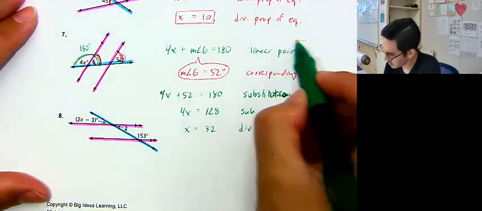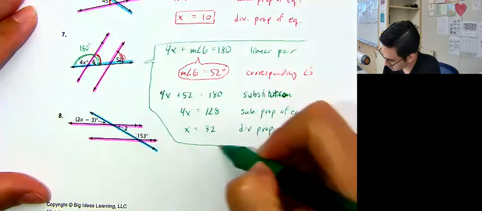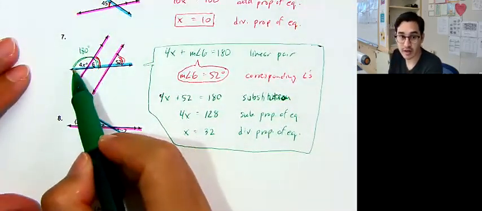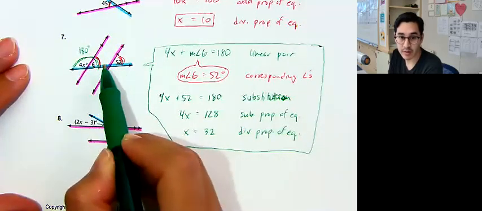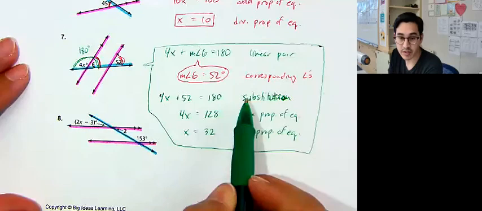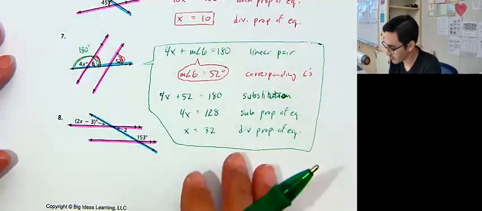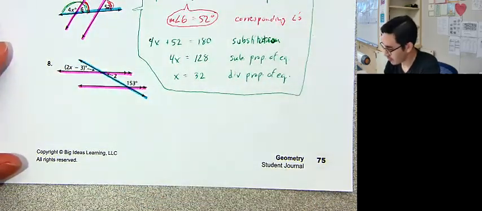All right. So that one was a bit involved. Right, we had to use a linear pair relationship, a corresponding angle relationship. We had to do some substitution and then some algebra. All right, and then that brings us to number 8.